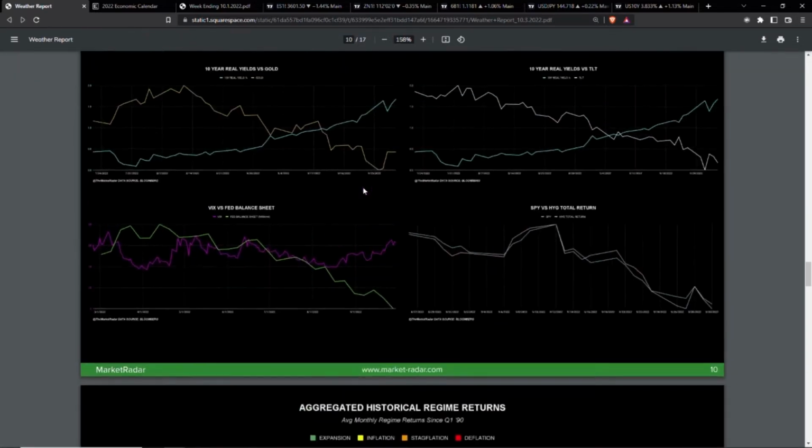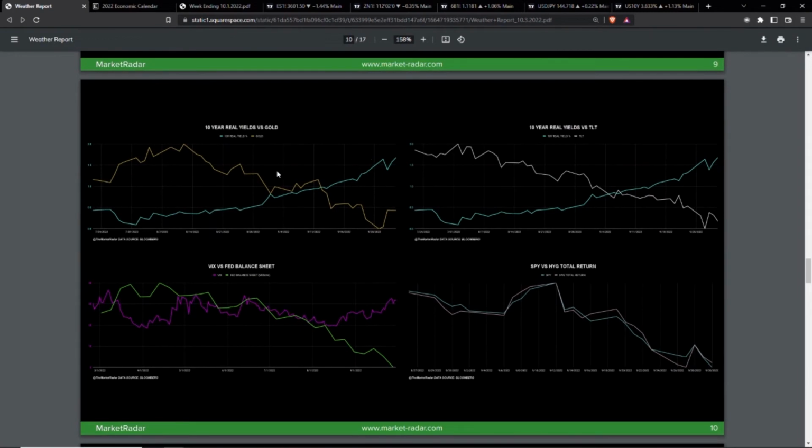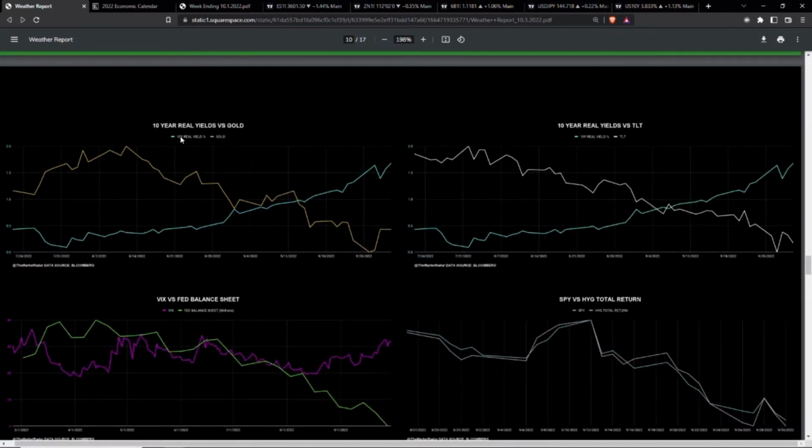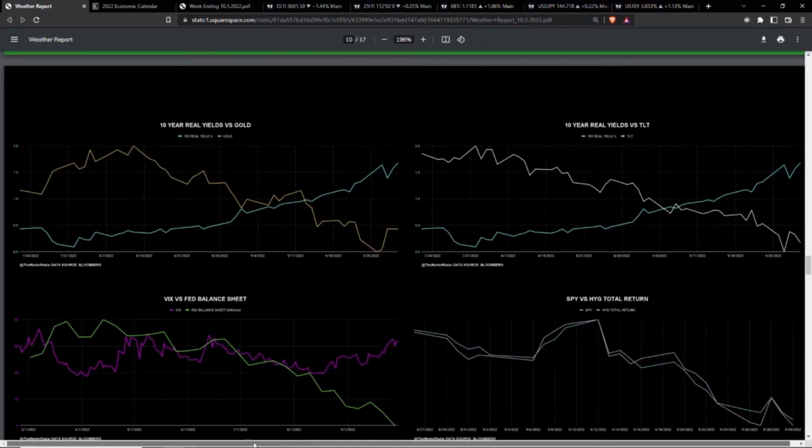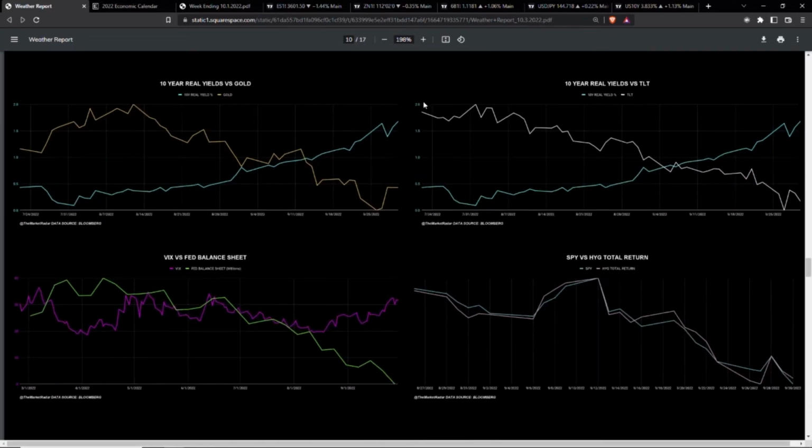And then on the following slide, we have basically the yield breakdown, or the correlations, I should say. This is the correlations page where we compare 10-year real yields versus gold, 10-year real yields versus TLT, VIX versus the Fed balance sheet, and SPY versus HYG total return. So let's go over each one of these quickly and explain what to look for when you see this chart.